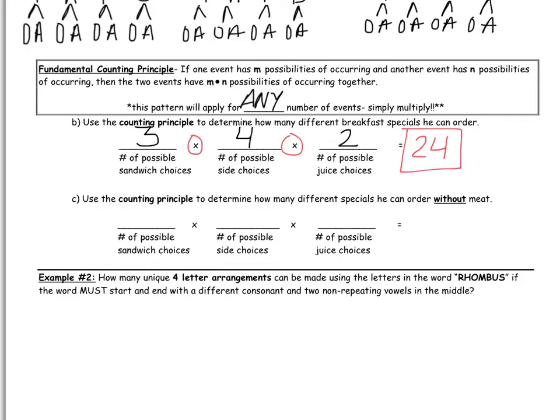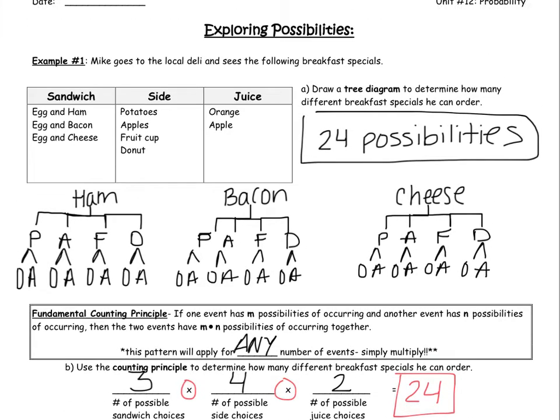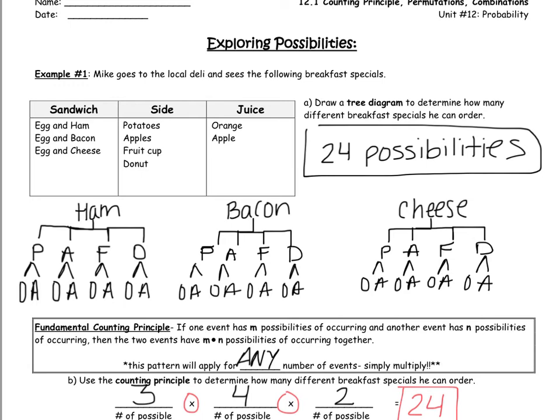Now how about part C? What if I say use the counting principle to determine how many different specials he can order without meat? So let's go back. The only possibilities without meat here are egg and cheese.